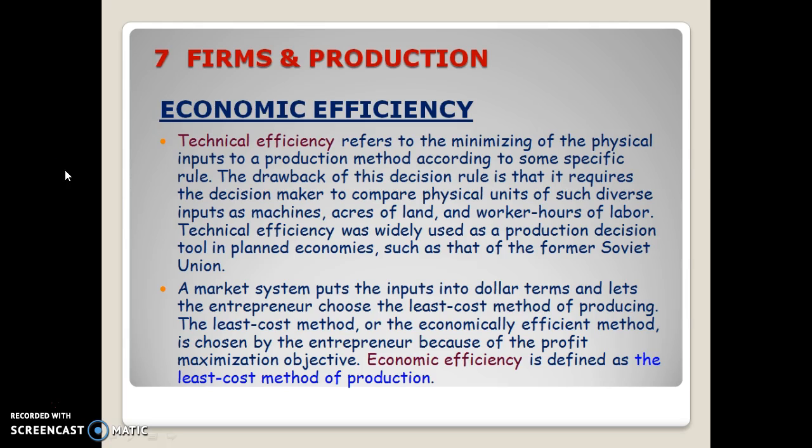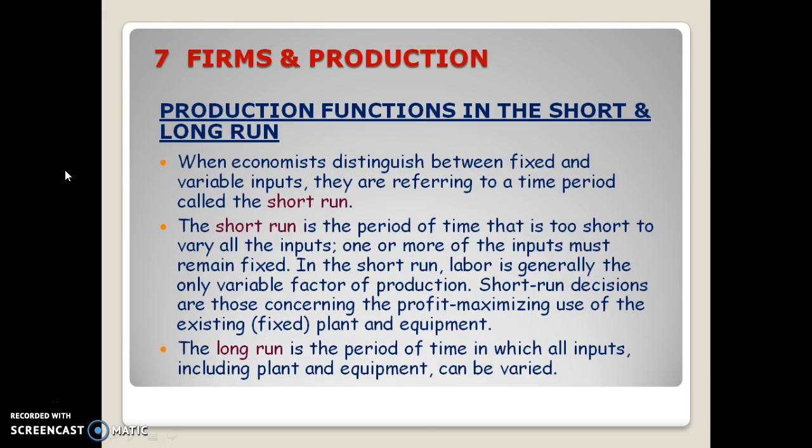When we look at technical efficiency, we're looking at the minimizing of the physical inputs to a production method according to some specific rule. When we look at efficiency, we're trying to minimize the amount of inputs to make goods or services. And a market system is a way to bring about, in dollar terms, the entrepreneur choosing the least cost method of production.